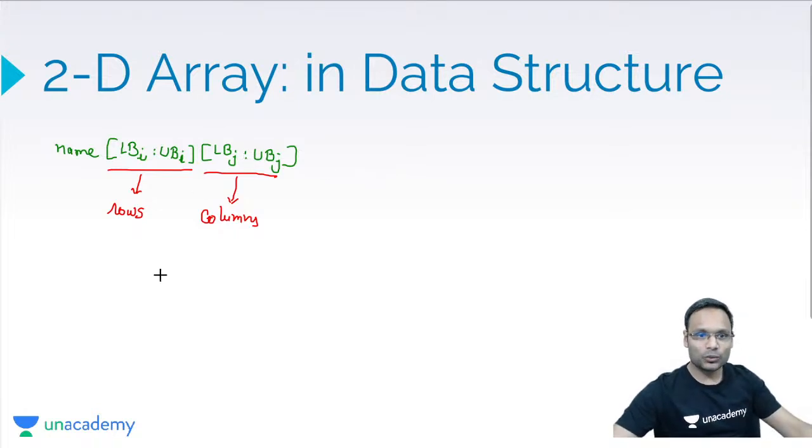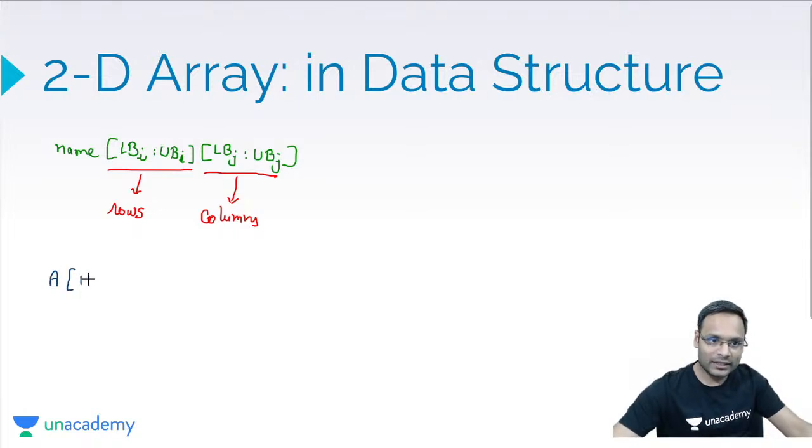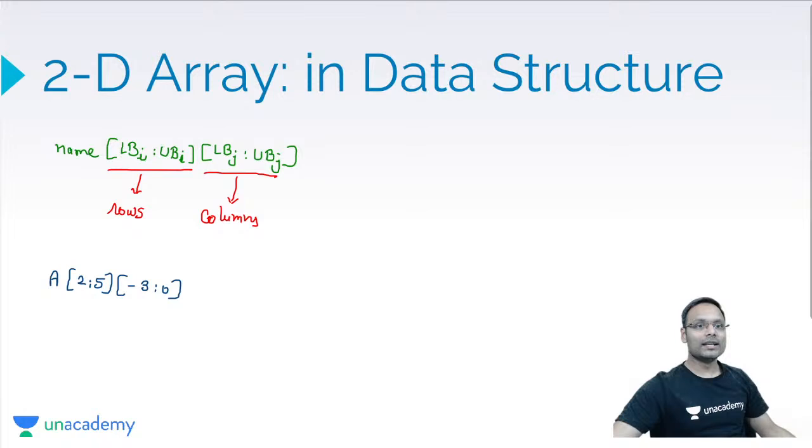Look, listen, just listen. Okay, so let's take a simple example. I am telling you one example. Suppose I am having an array like this. Starting index, let's say 2, last index 5, and here starting index is -3. Last index is 0. What does it mean?